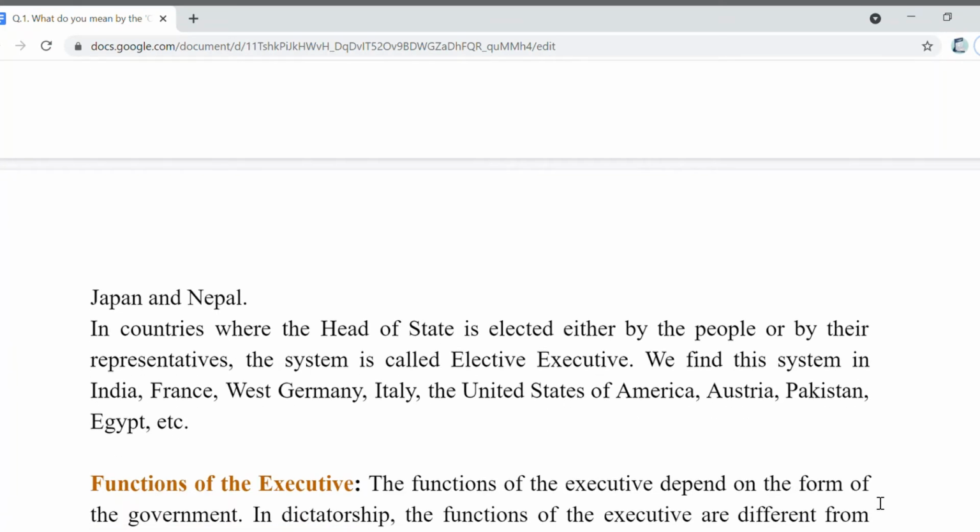In countries where the head of state is elected by people or by the representatives, उस system को कहते हैं elective executive क्योंकि elective किया जा रहा है, election के through selection taking place. So we find this system in India, France, West Germany, Italy, USA, Australia and Pakistan.